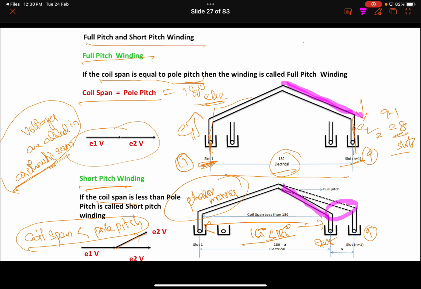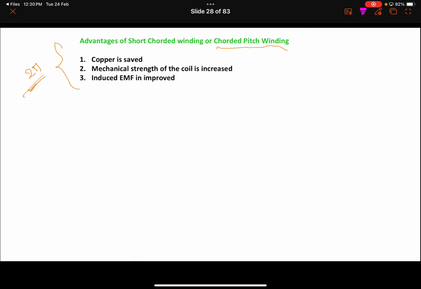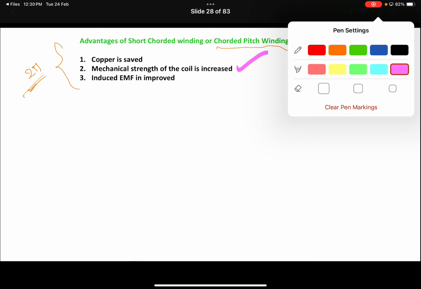Is the small amount of copper reduced or not? Yes or no? For each winding, if I reduce this small amount of copper, then for the whole machine, will I be reducing a huge amount of copper? And when copper is reduced, copper cost is also reduced or not? So the overall cost will be reduced or not? So this is one of the advantages. Copper is saved. Okay. The second one is that mechanical strength is increased because it is well mechanically balanced.